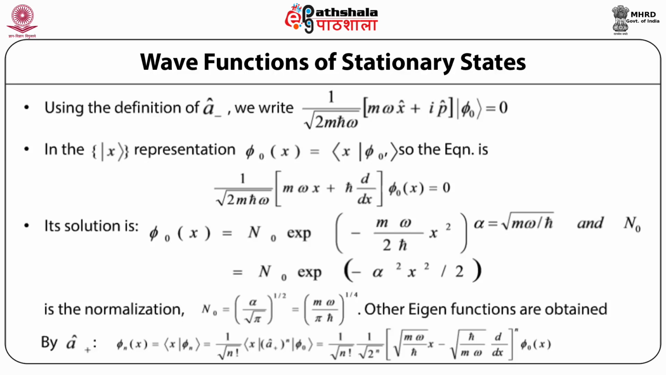Similarly, the other eigenfunctions are obtained by the raising operator a⁺, and we can write that φₙ(x) is equal to the bra vector x ket vector φₙ, and this is equal to 1 upon √(n!) times bra vector x, the raising operator a⁺ acting n times on the ket vector φ₀, and this can further be written as 1 upon √(n!) times 1 upon √(2ⁿ) times (√(mω/ħ) x − √(ħ/mω) d/dx) raised to the power n times φ₀(x).